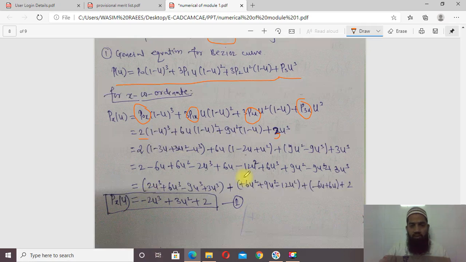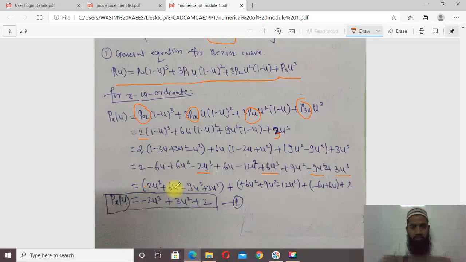This 2u cube from here, you can see the 2u cube with minus sign actually, with minus sign, 2u cube, plus 6u cube, plus 6u cube, minus 9u cube, minus 9u cube, plus 3u cube. Okay, so here by mistake it is not writing the minus sign.